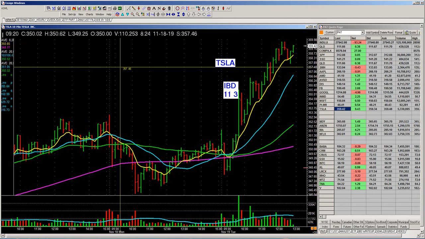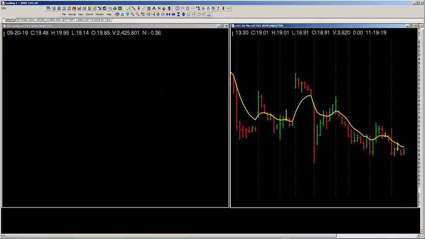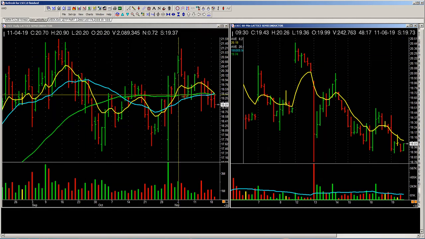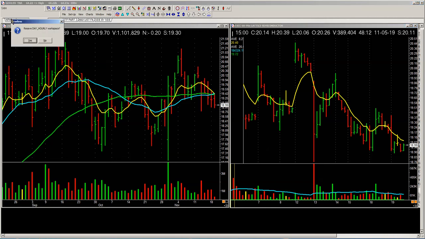And again, I love the template of right here. I'll show it again. Daily on the left, hourly on the right. I love this setup. It lets me see the price action on two different time frames to make good decisions.